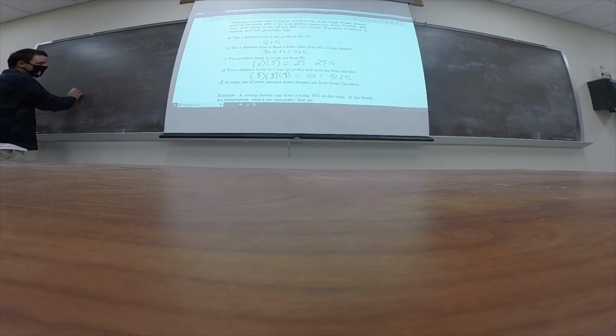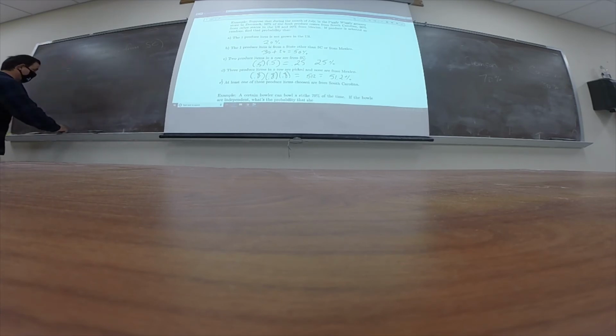What I suggest doing is using your complement rule. Complement rule says 1 minus the complement of this will give you the percent for that. What's the opposite of at least one from South Carolina? None from South Carolina, right? That make sense?